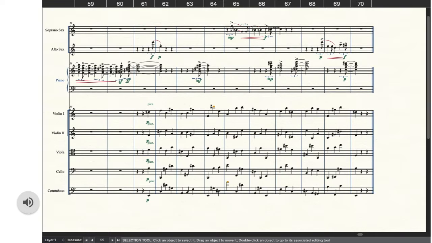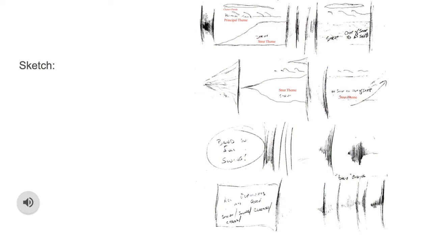Liking what I had and needing to create a larger work, I sketched out a little roadmap of where those 70 measures were taking me. I needed to create a larger work because I was entering my final semester for a master's degree at Northern Illinois University and needed something for a final grand thesis project in order to graduate. So we take a look at this.